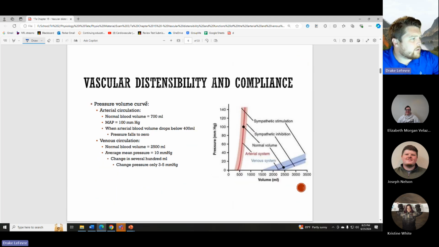Okay, so the pressure volume curve, arterial circulation. So normal blood volume is about 700 milliliters. MAP, this stands for mean arterial pressure.